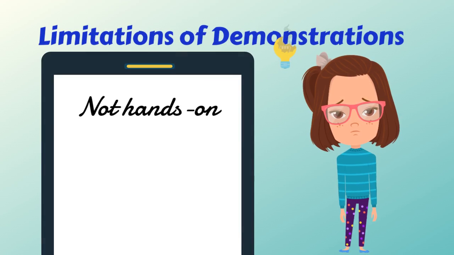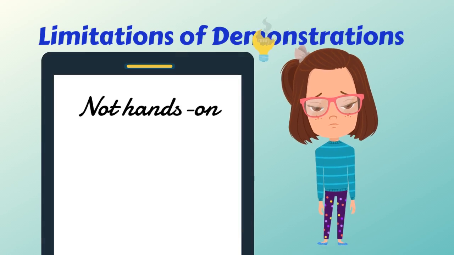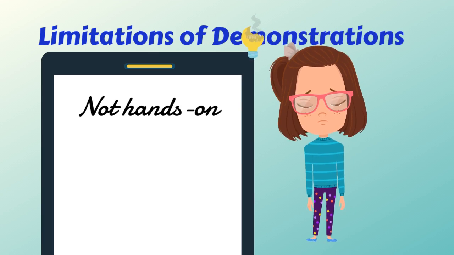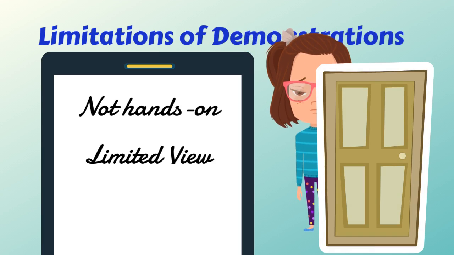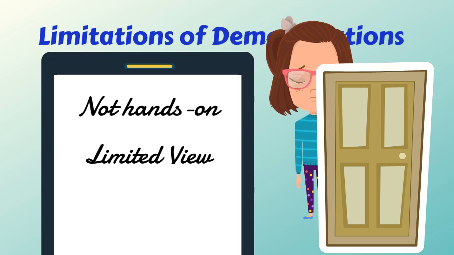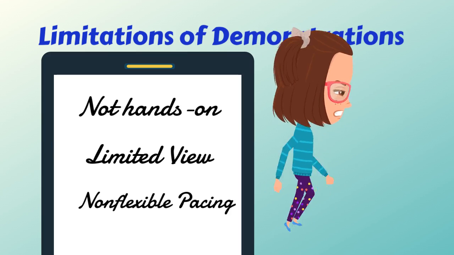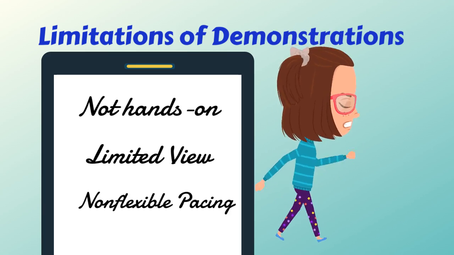Limitations of demonstrations. Not hands-on. Students do not get direct hands-on experience unless they are following along as the teacher demonstrates steps or skills. Limited view. Every student may not have an equal view of the demonstration, thus possibly missing some aspects of the experience. Non-flexible pacing. Not all students may be able to follow the pace of the demonstration.